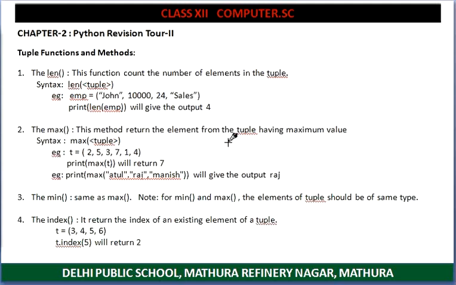Then index. It returns the index of an existing element of a tuple. t = (3, 4, 5, 6). t.index(5) will return 2. So the index of 5 here is 2. The index of 3 is 0, of 4 is 1, and the index of 5 is 2. Next.